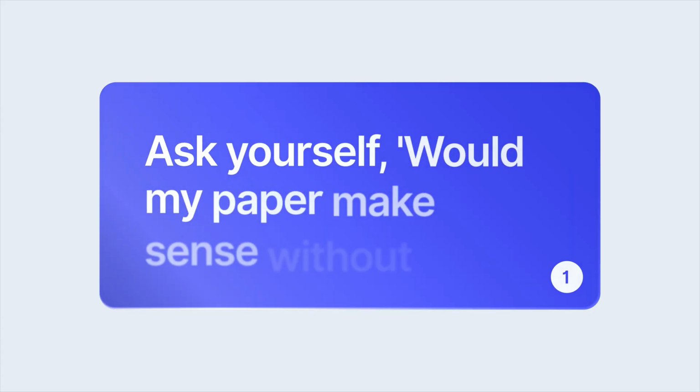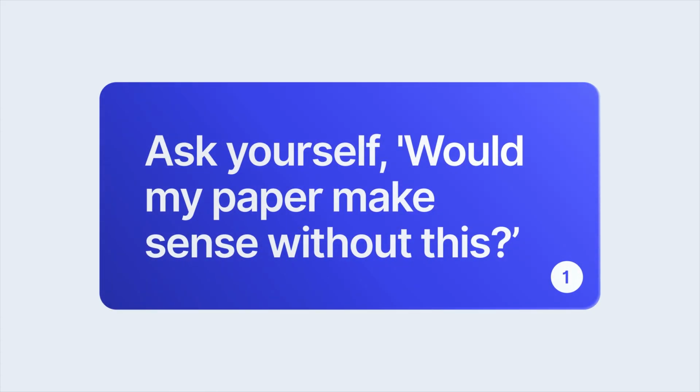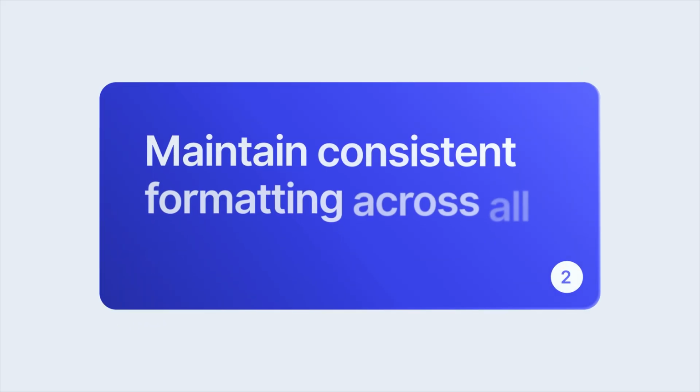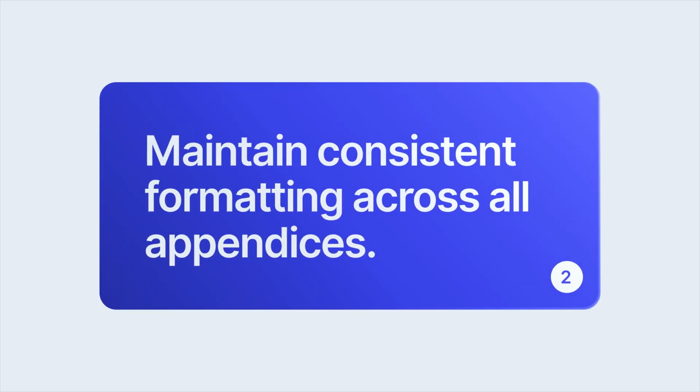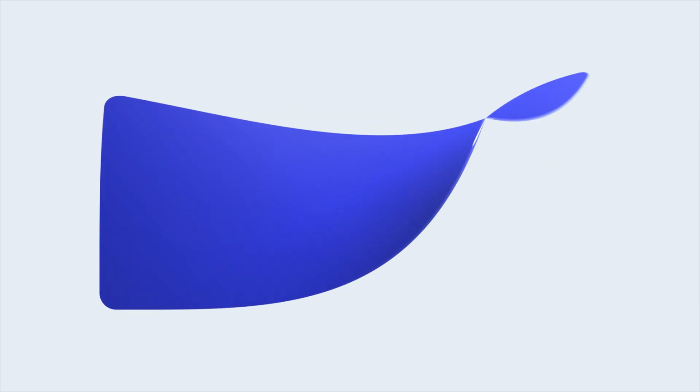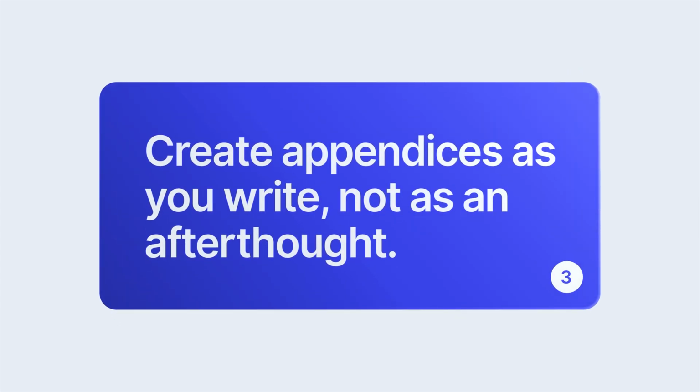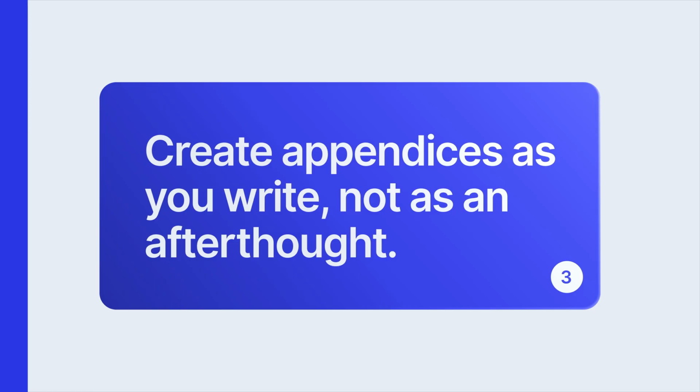Now, here are three practical tips for your appendix. First, ask yourself, would my paper make sense without this? If yes, it can go in the appendix. If no, keep it in the main text. Second, maintain consistent formatting across all appendices. Same font, spacing, and style. And third, create appendices as you write, not as an afterthought. It's easier to organize material from the start.